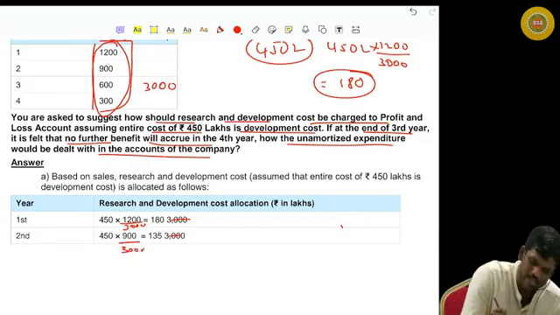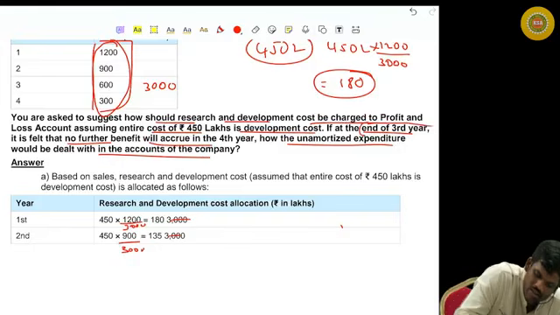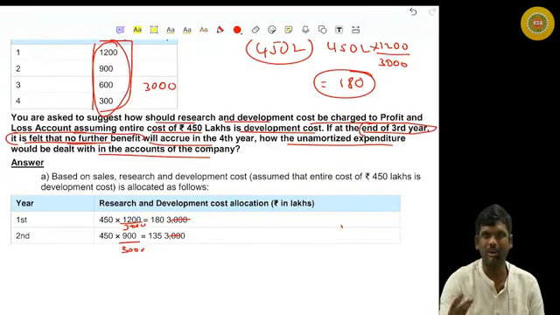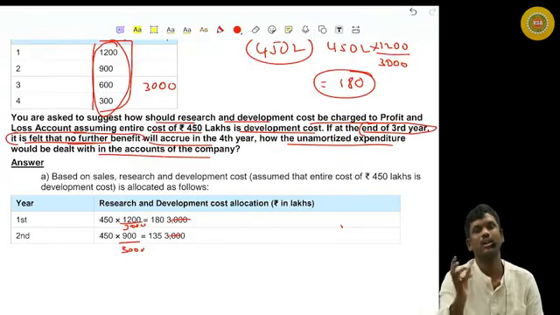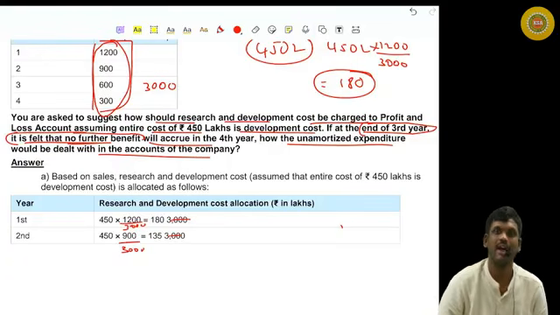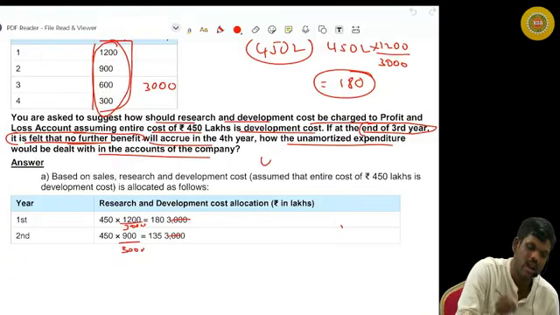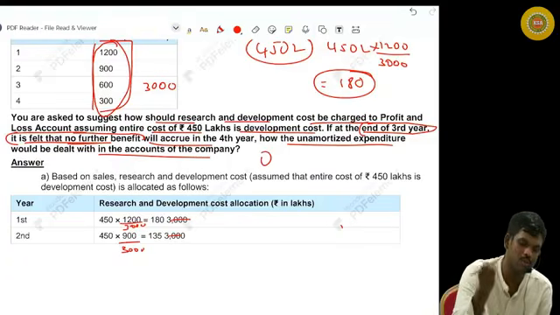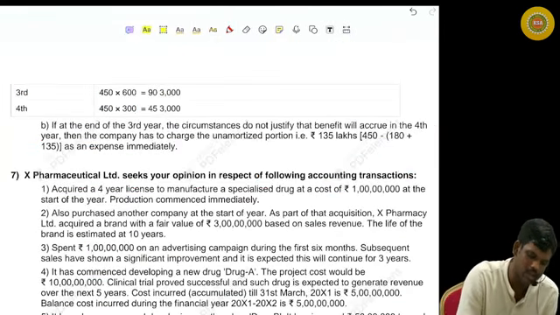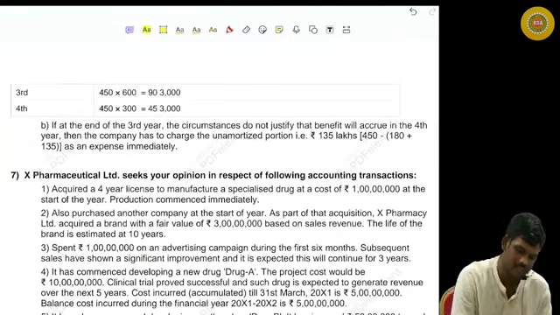Now they're asking one more question. At the end of the third year, if it is felt that there is no further benefit, the recoverable amount is zero, then whatever carrying amount is there at the end of the third year needs to be impaired and entirely charged to P&L, and the asset will become zero because there is no future benefit. When there is no future benefit, the asset cannot be shown in the balance sheet.